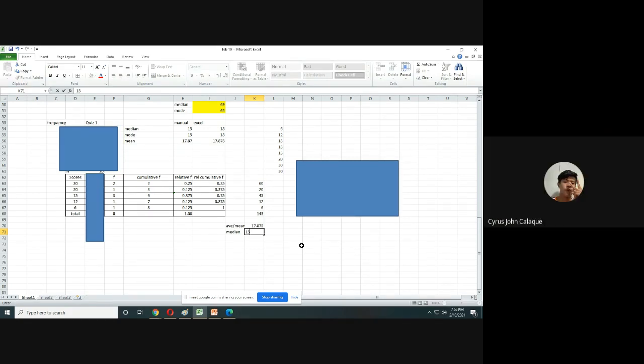Yes, sir. Mali pala yung ginamit ko kanina, sir, kay sir and group. Sa group data pala yun na you're gonna use cumulative frequency. Sorry. So, you need to analyze.